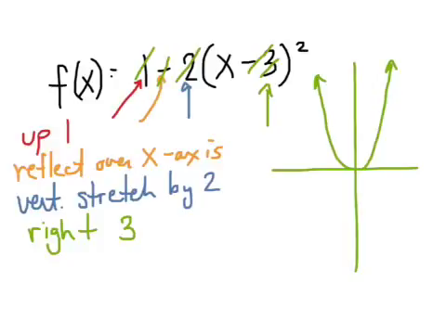Now with our new one, if we go up 1, and we go right 3, so 1, 2, 3, up 1, reflect over the x-axis basically means it's going to open down, and we vertically stretch it, it's going to come in here somewhere like this. Now it might not be that skinny, but that's just kind of emphasizing it just so that you see what's going on.